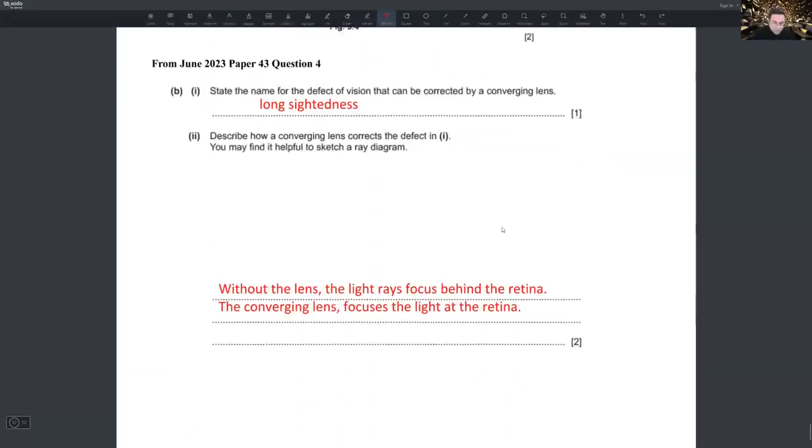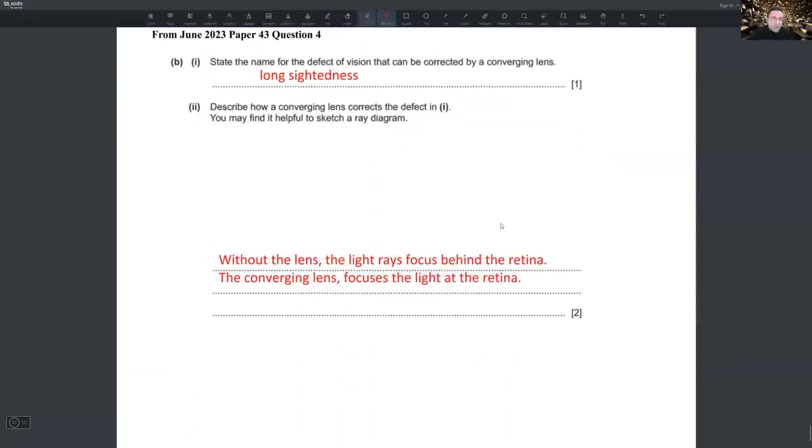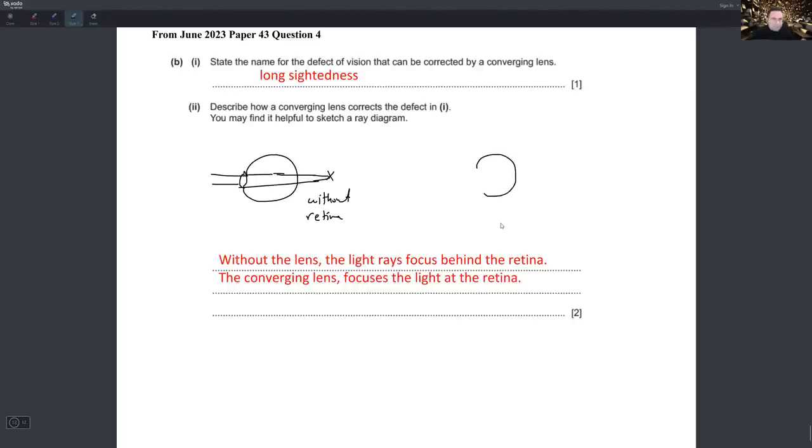And if you want to draw, I would draw 2 eyeballs. I wouldn't draw 1. I would draw 2 of them. I would draw one very easy thing here. I would say, hey, look at this. The light rays meet here, behind the retina. And then, why do I keep saying retina? Behind your retina, you see nothing, without the lens.